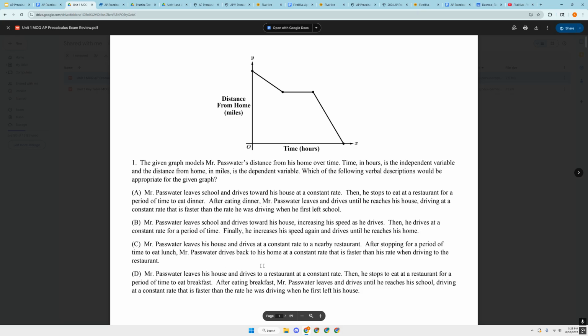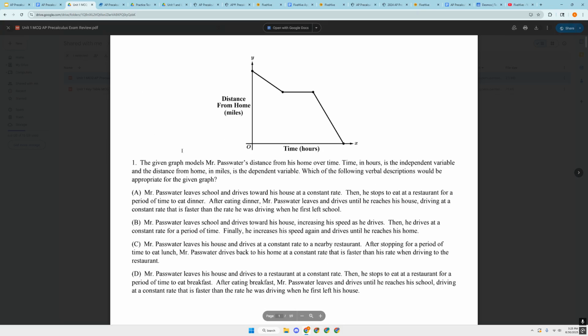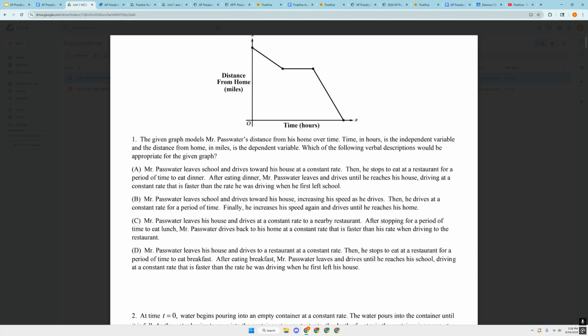A and D, the same integers. What's the difference? It says he leaves his house, so that's the difference. That's it. Yeah. I think this is 1.1 to 1.3. So I think this could be 1.1.